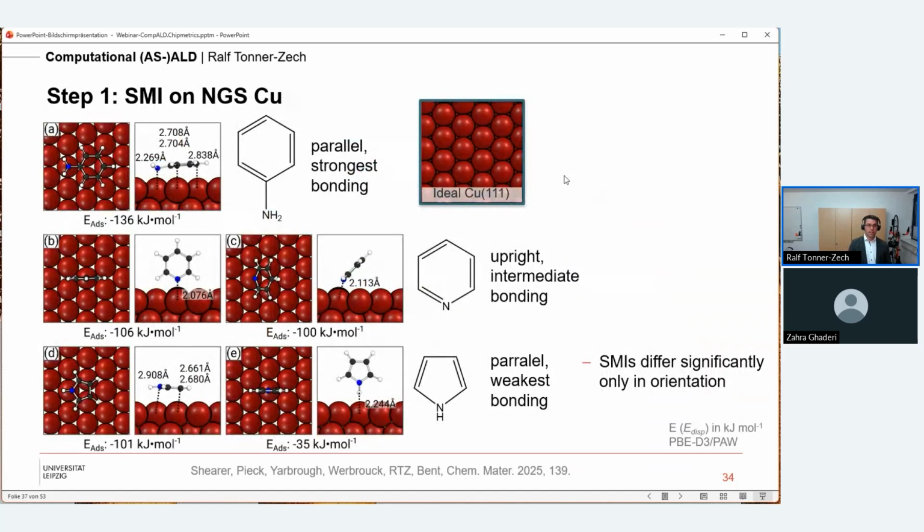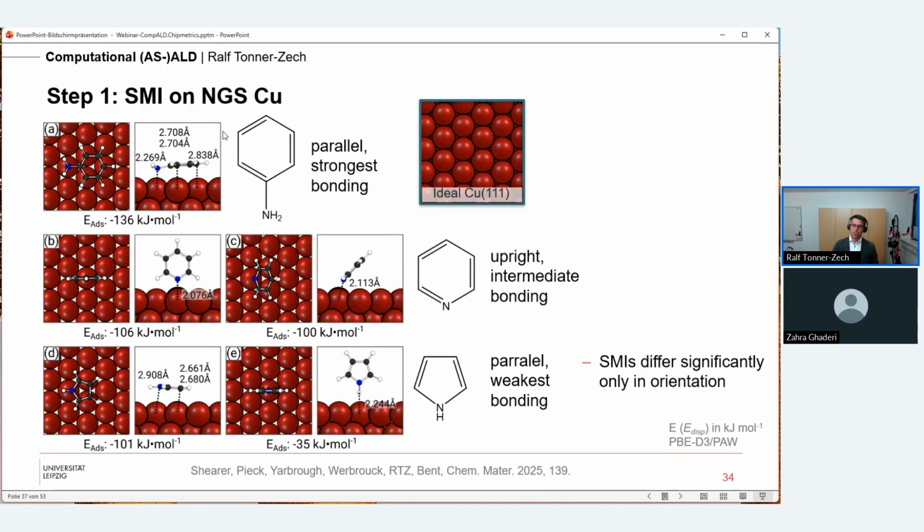And so what we did is we investigated the SMI adsorption on this non-growth surface of copper. And here, as I said, setting up the chemical model, we chose the ideal copper 111 surface. So it is something which is very typical in ultra-high vacuum studies. And we just assumed, okay, this is the most stable facet of copper under this reaction condition. So we use this as a model.